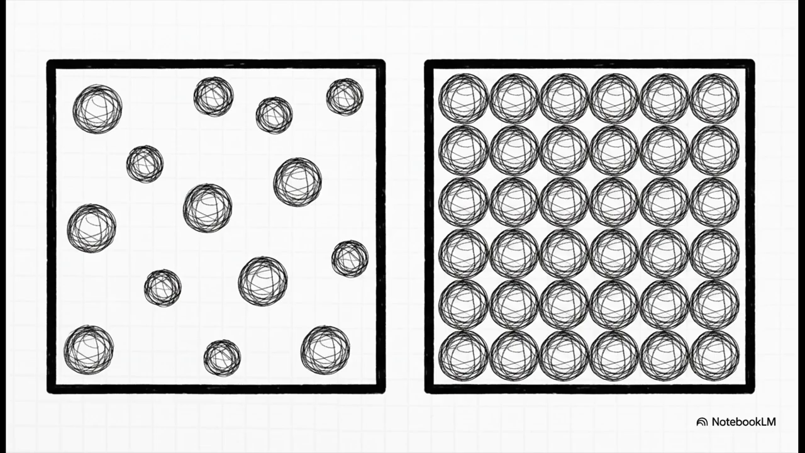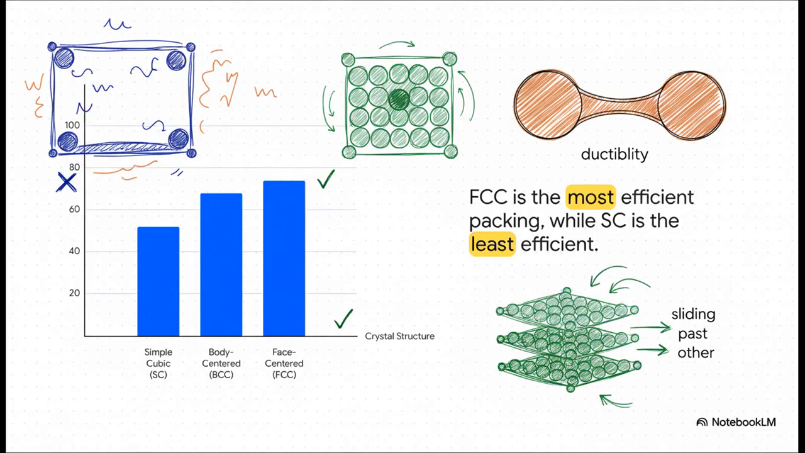Now here's the thing. Not all of these atomic blueprints are created equal. One of the biggest differences between them is just how tightly the atoms are packed together. And we have a way to measure this. It's called the atomic packing factor, or APF for short. And the difference is actually huge.